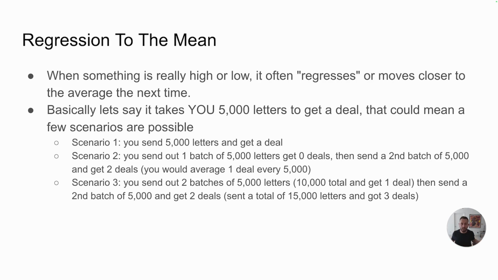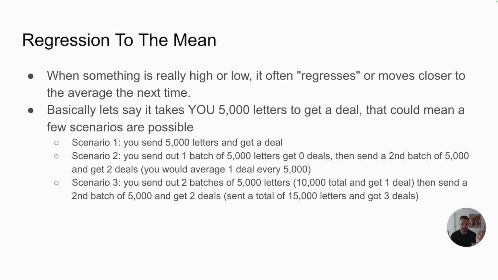Let's say it takes you on average 5,000 letters to get a deal. That could mean a few scenarios are possible. Scenario number 1, you send out 5,000 letters and you get a deal. Scenario number 2, probably more likely, you send out one batch of 5,000 letters and you get no deals. Then you send out a second batch and you get 2 deals from that second batch, which would mean you sent out 10,000 letters in total and got 2 deals, meaning you averaged 1 deal every 5,000.